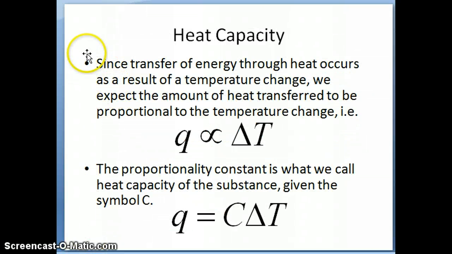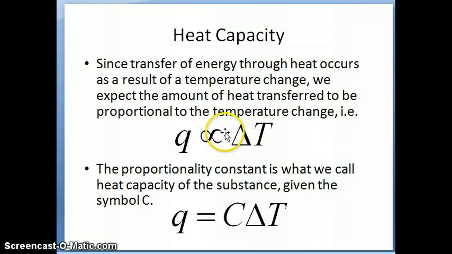If you think about heat, because heat is energy transfer as a result of a difference in temperatures, we would expect that the amount of heat transferred from one system to another would be proportional to the change in temperature. In other words, if you have a bigger temperature change, you should get a larger amount of heat transferred, and if you have a smaller temperature change, then you have a smaller amount of heat transferred. This symbol here is a proportionality symbol. It just says that the amount of heat transferred must be proportional to delta T, which is the change in temperature.